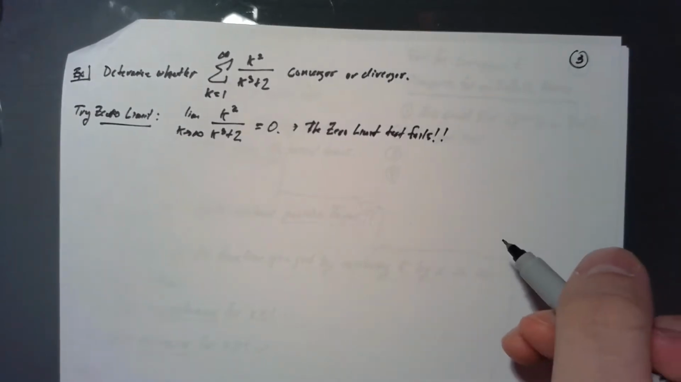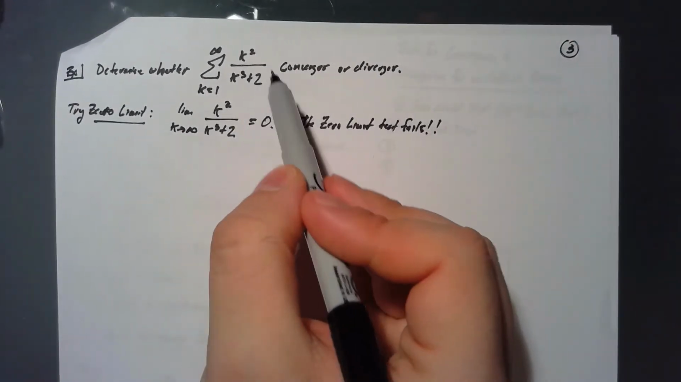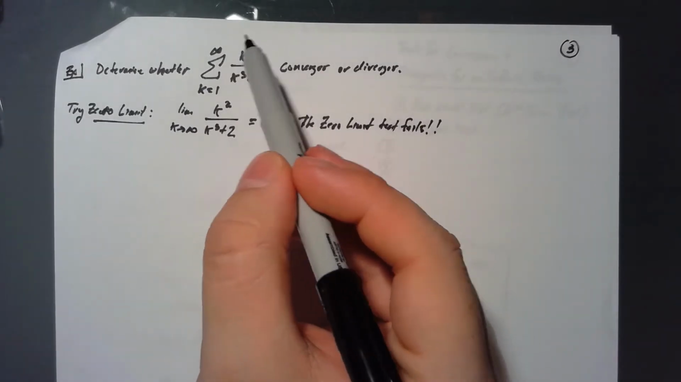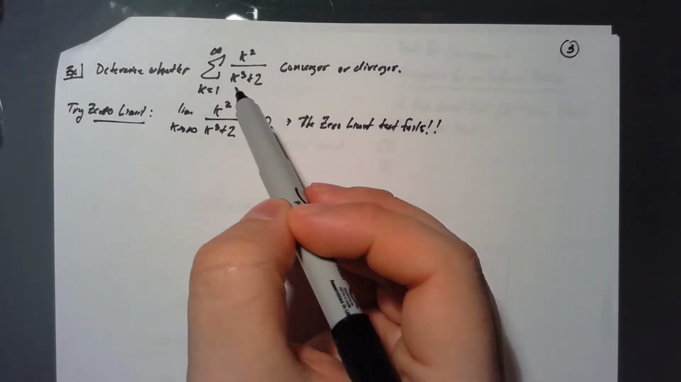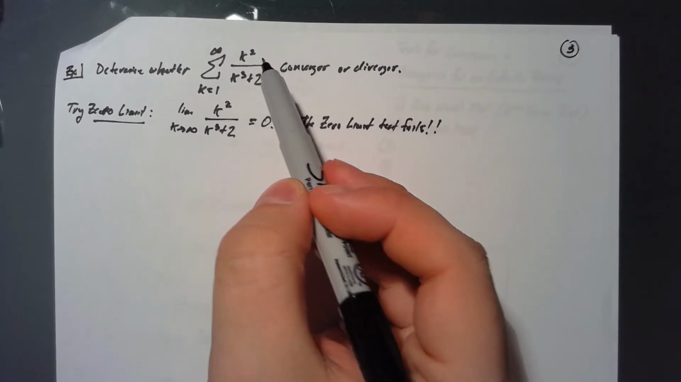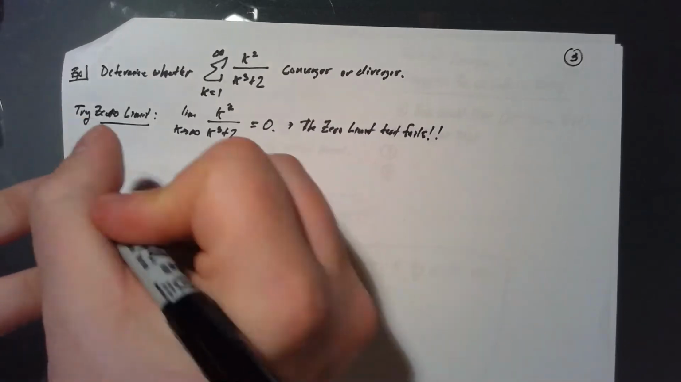So let's try. Can I integrate this? Well, yeah, I can. If you look at this as an integral, you could do u substitution for k cubed plus 2, right? Then that'll cancel out with the k squared. So let's try the integral test.